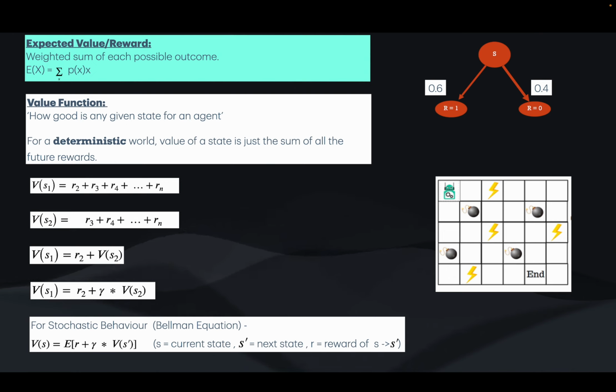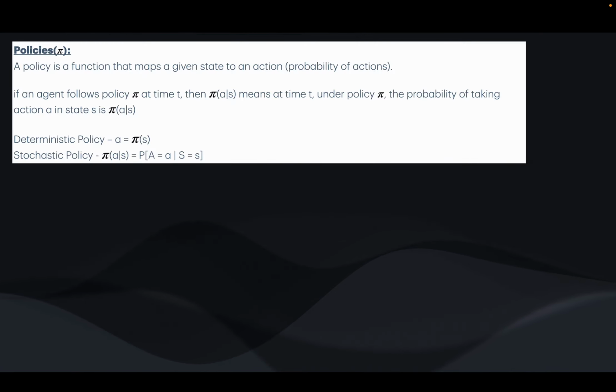Here s' is the next state, and r is the reward from going from s to s'. So you are starting from a state s, and the next state is s'. That is the expected value for stochastic behavior. In this reinforcement learning refresher, we will now talk about what policies are.